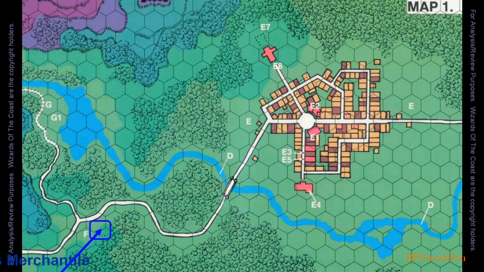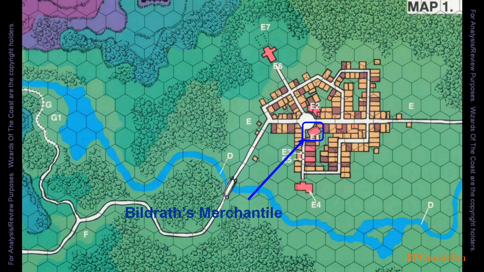In the center of the town of Barovia is Bildrath's mercantile store, where a number of overpriced items can be purchased. The owner deals with the gypsies for his supplies and inventory.